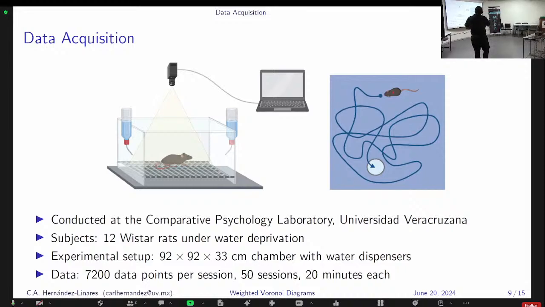The experiments were conducted by members of the comparative psychology laboratory at Universidad Veracruzana. The subjects were 12 Wistar rats under water deprivation, and the experimental setup was a chamber 92 by 92 by 33 centimeters with water dispensers. The water dispensers were on the sides of the regions, and the data are 7,200 data points per session, 50 sessions, 20 minutes each.